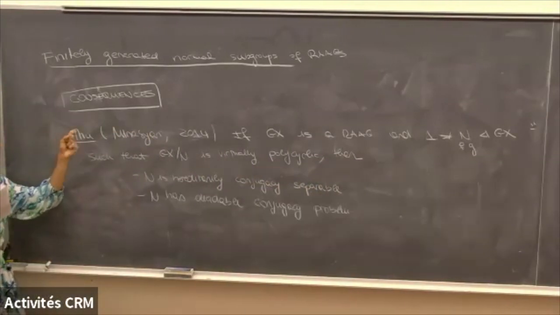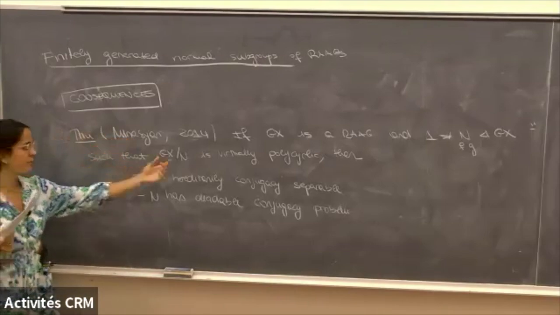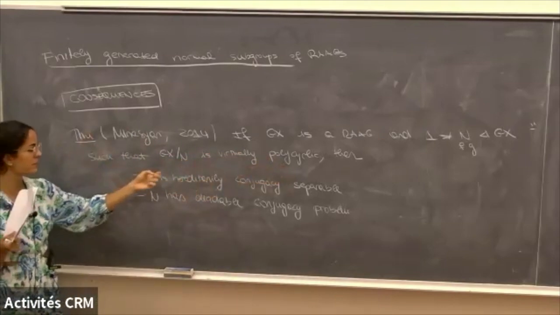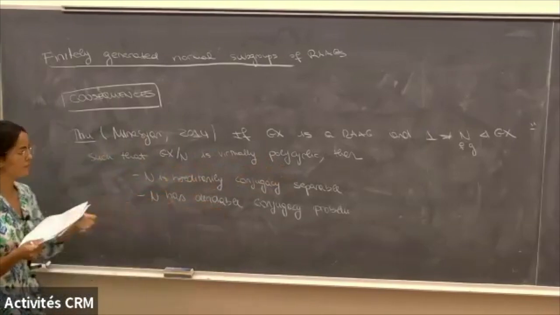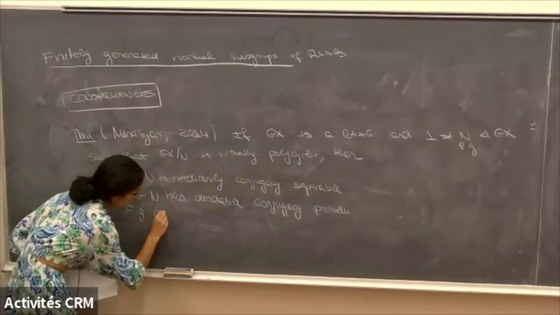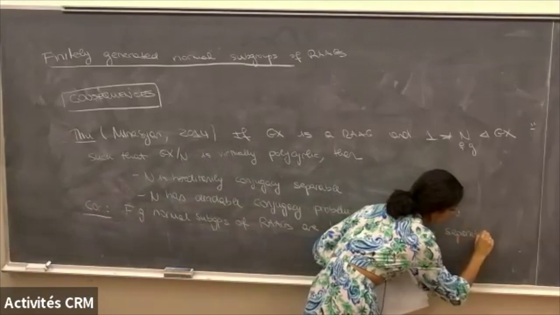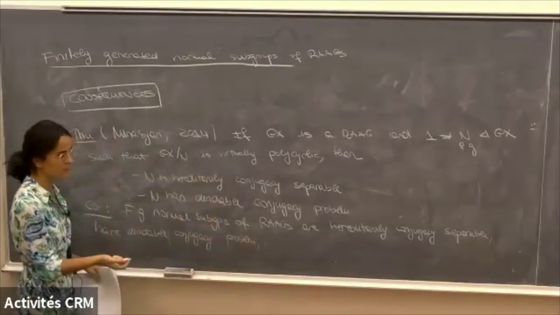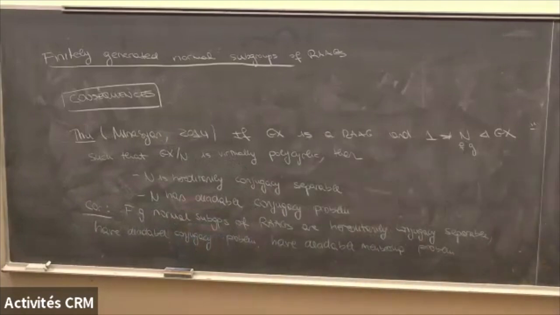So mixing this result that we have from Ashot Minasyan and our result where we prove that the quotient is not just virtually polycyclic, but in particular virtually abelian, we will get that all the finitely generated normal subgroups are hereditarily conjugacy separable and have decidable conjugacy problem. So the corollary of this theorem and our theorem is that finitely generated normal subgroups of RAAGs are hereditarily conjugacy separable, have decidable conjugacy problem, and since the quotient is virtually abelian, they also have decidable membership problem. Finitely presented subgroups of RAAGs are bad from this point of view, but finitely generated normal subgroups are good. So this is the consequence that we have related to this conjugacy separability property and algorithmic problem.